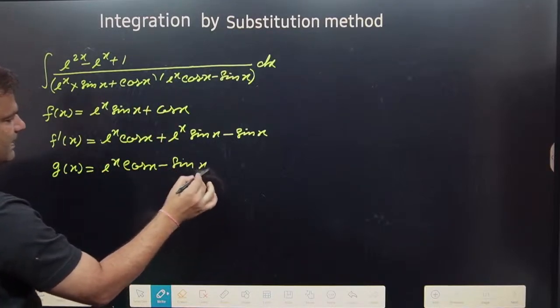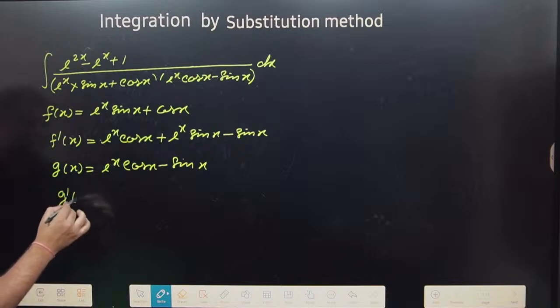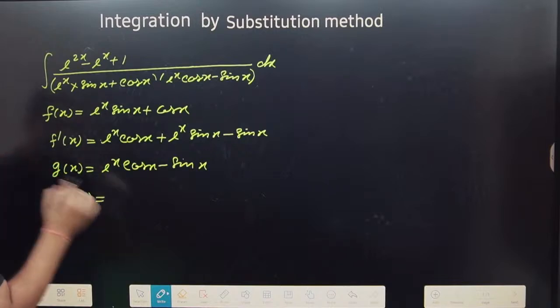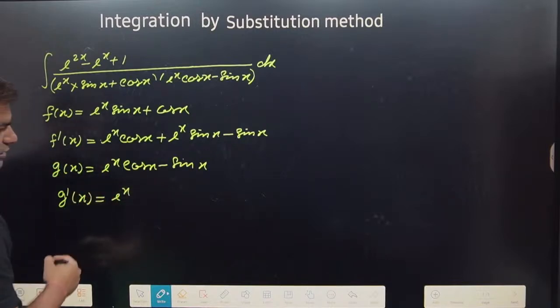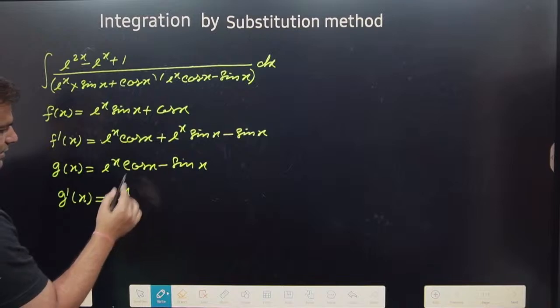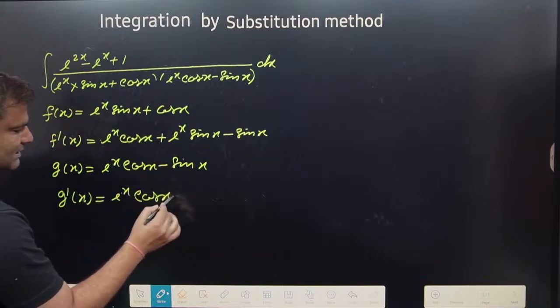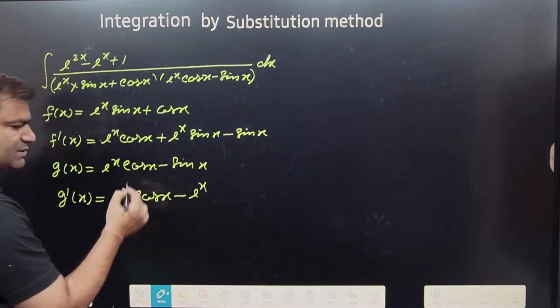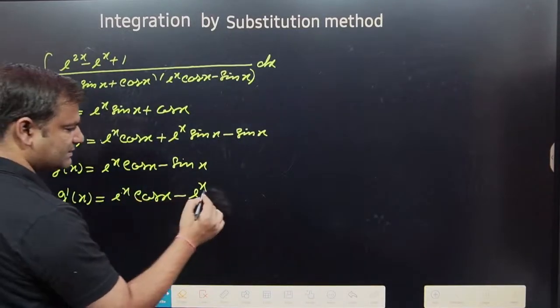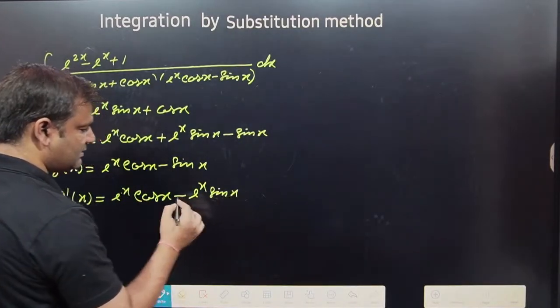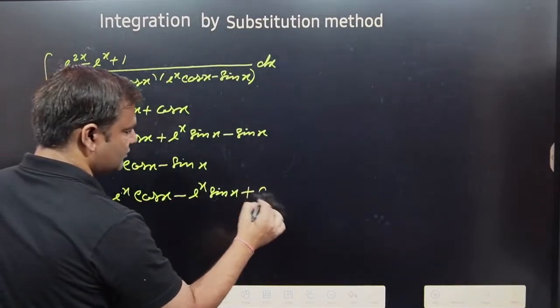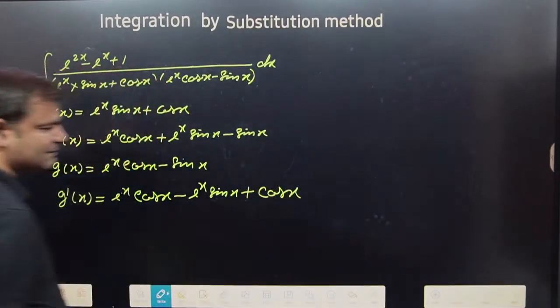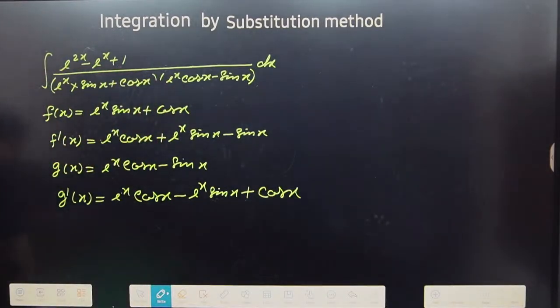After that, g of x is e to power x into cos x minus sin x. So the differentiation of g of x is e to power x into cos x plus e to power x into the differentiation of sin x, which is cos x, minus sin x, so written minus, and here cos x. I hope that is clear.